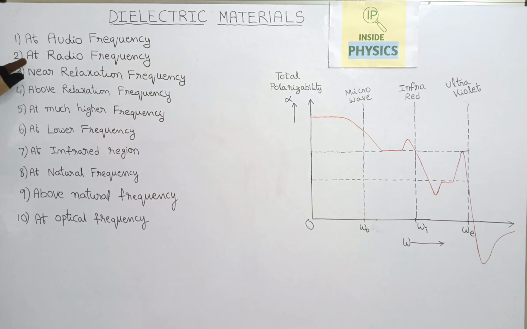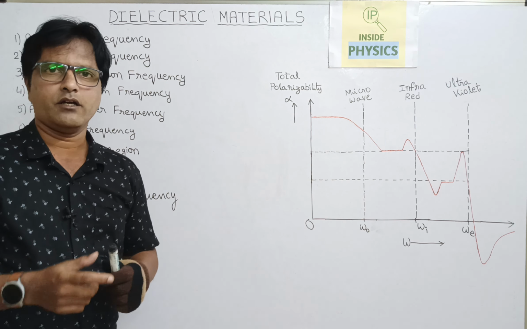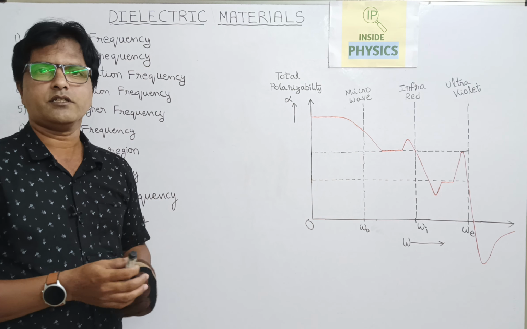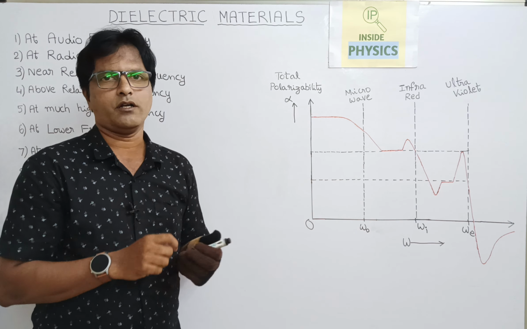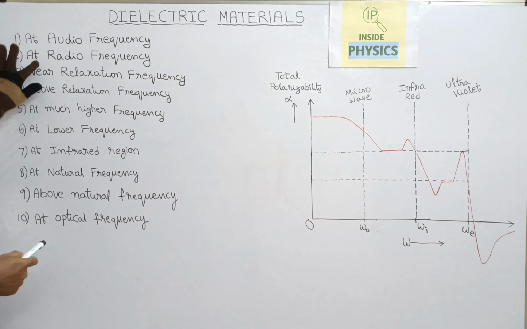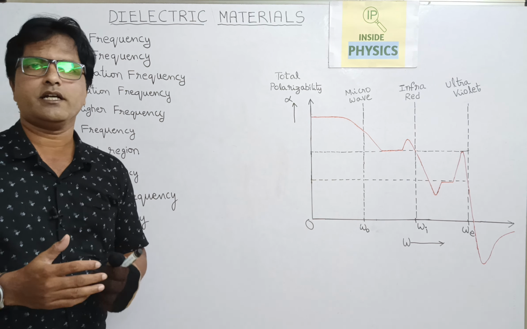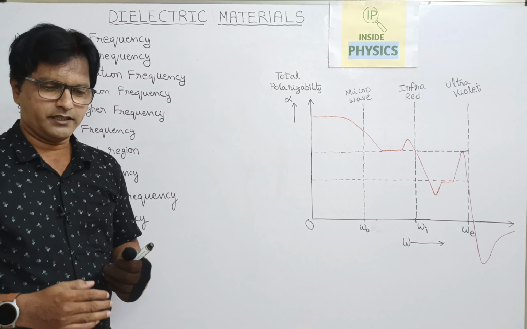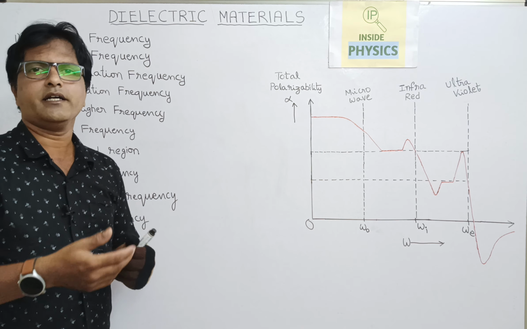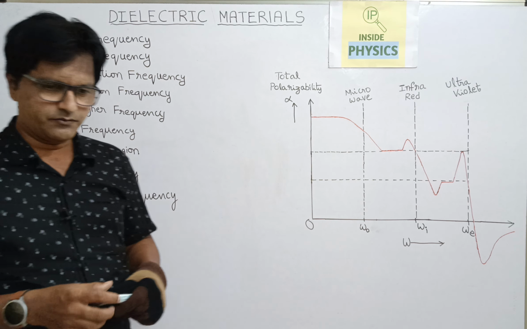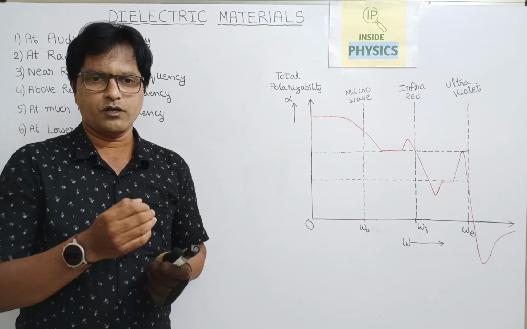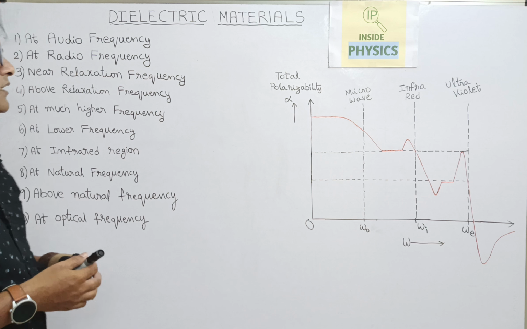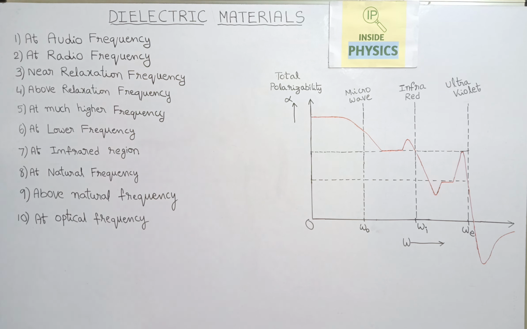So next, at radio frequency, which means long wavelength waves, obviously the frequency is smaller. At smaller frequencies, the dipoles don't have time. They fail to orient in the direction of the field because of the thermal agitation and the friction between the molecules. For small frequencies they cannot come into the direction of the field.